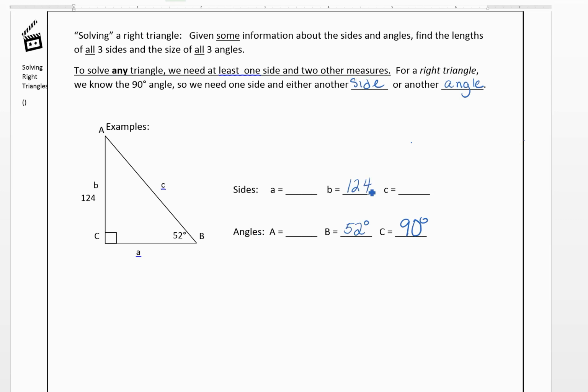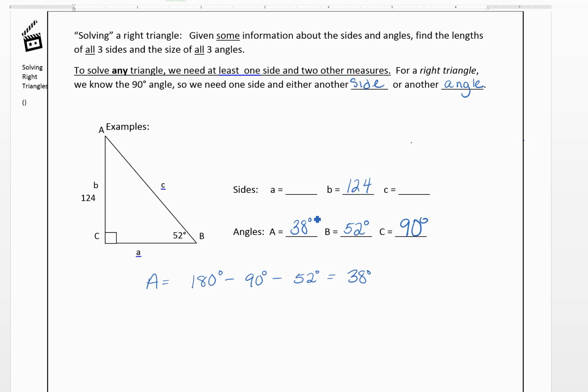Now, the easiest thing to find right now is angle A, because we know that all of the angles must add up to 180 degrees. So to find A, we're going to take 180 minus 90 minus 52. So we would get that angle A is 38 degrees. Okay, now we're going to have to use trigonometry, the trig functions, to find the other sides.